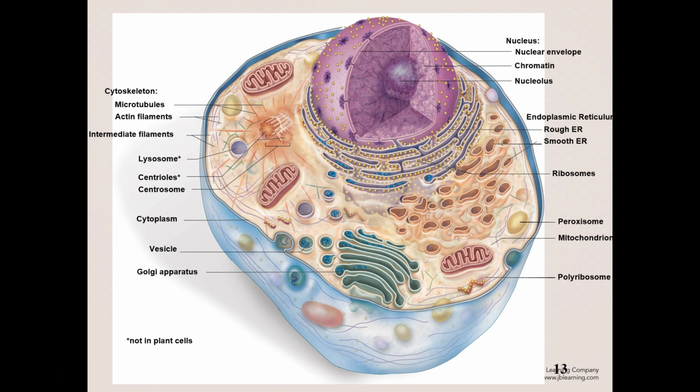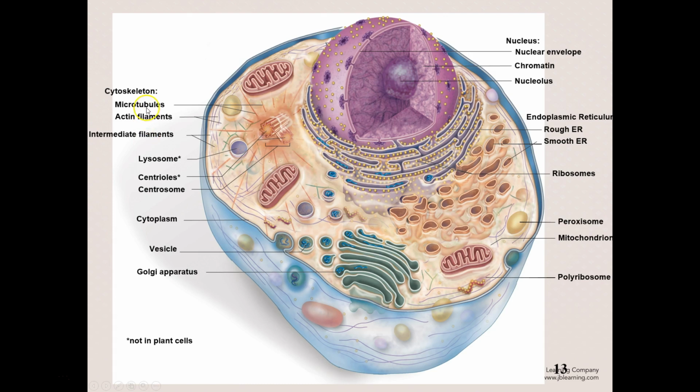We have centrioles. Centrioles here are composed of microtubules. Centrioles are what produce the spindle fibers that allow DNA to move properly during mitosis and meiosis. We have the cytoskeleton. So centrioles are formed from microtubules.